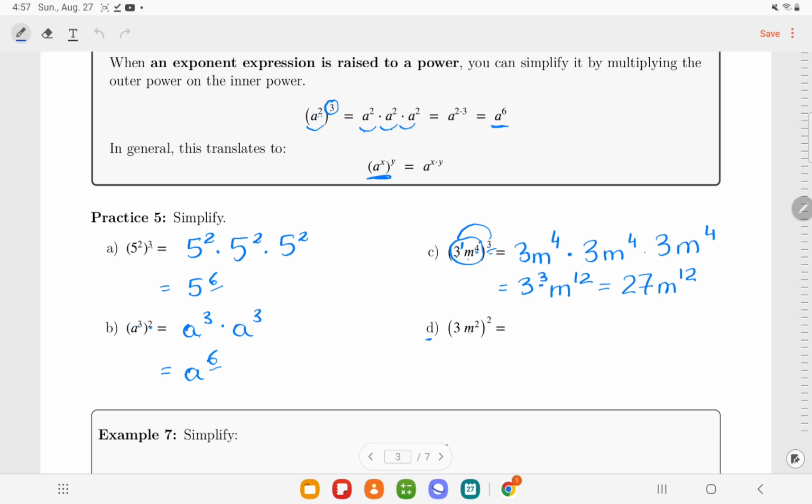And in D, we multiply 3m squared by itself. So we get 3m squared times 3m squared. 3 times 3 is 9. M squared times m squared: keep the base, add the exponents. Again, we can do it the other way. Remember, there's 3 to exponent 1. So 3, 1 times 2 is 2. And m, 2 times 2 is 4. And we get the same answer.